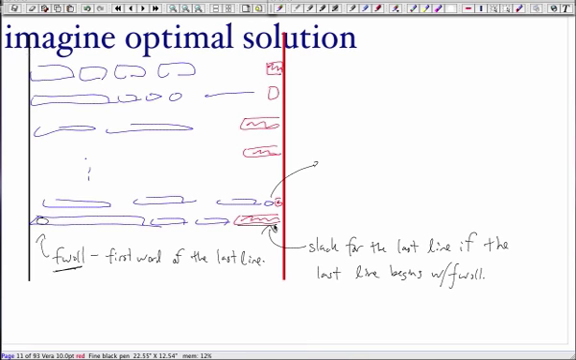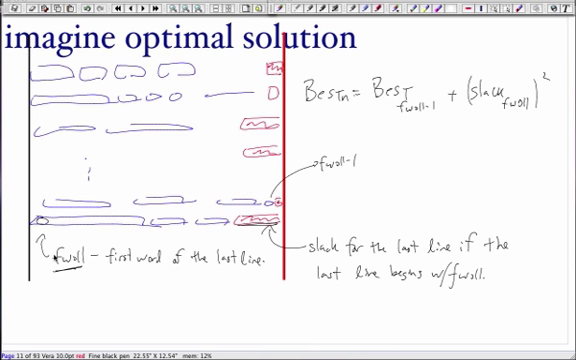And now we have a way of expressing what the optimal solution is going to be. The optimal way of typesetting n words is going to be the best way of typesetting the first fwall minus 1 words plus the slack squared that's going to result when you start the last line with this word, fwall.